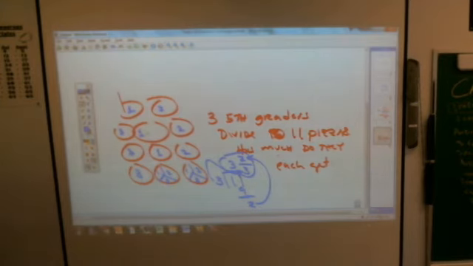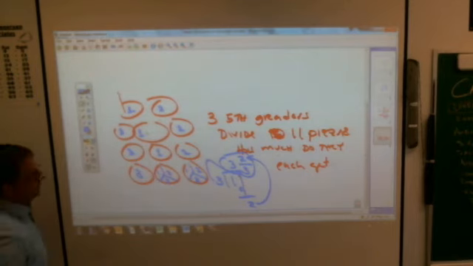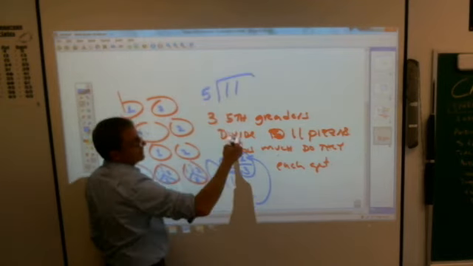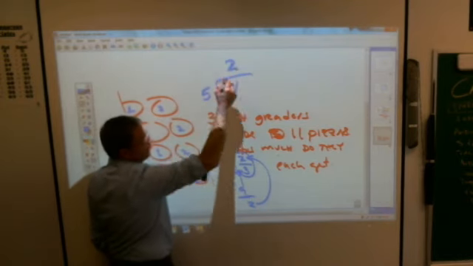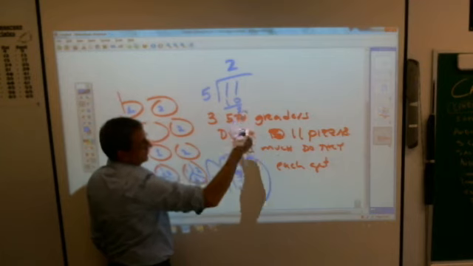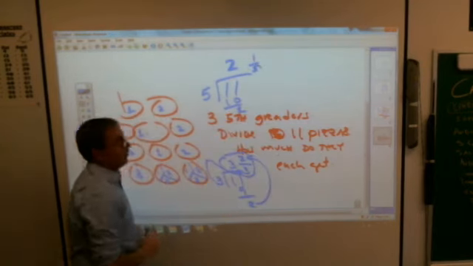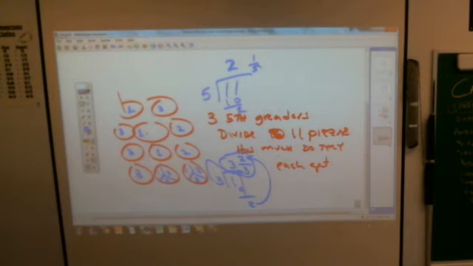Caleb. 3/5. If 11 pizzas were divided among 5 people, everybody would get 2 whole pizzas, and then you have to put this over this, and everybody would also get 1/5 of another pizza. That would be there.